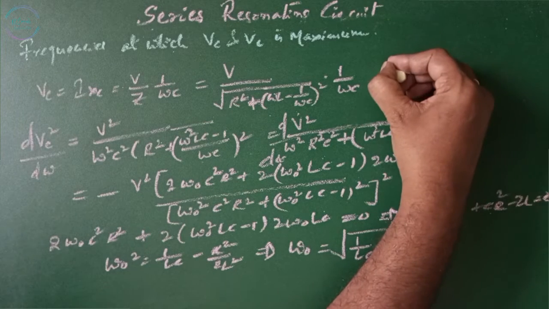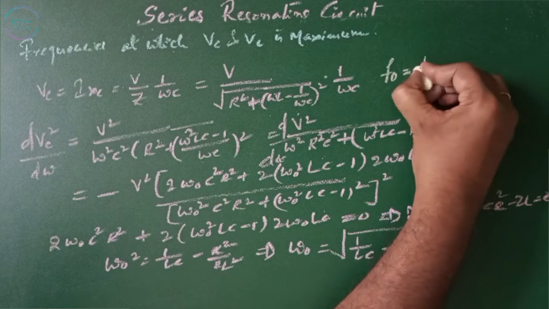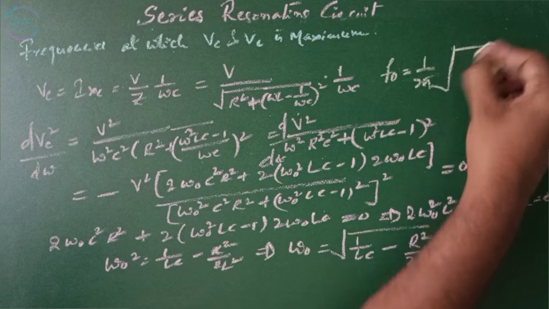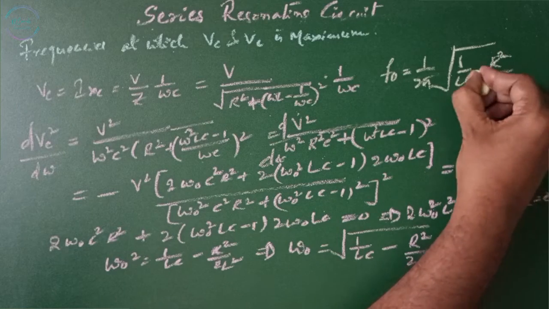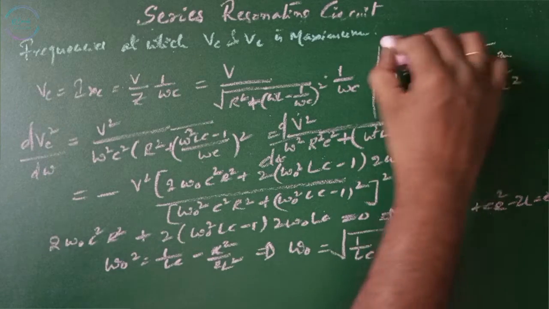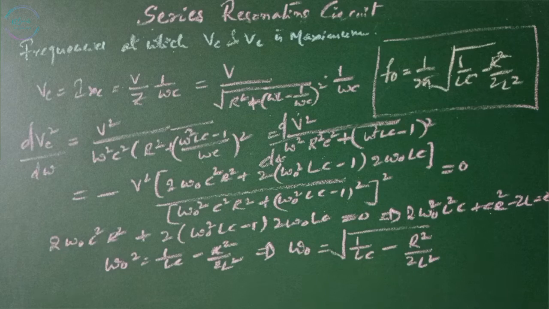Then the frequency f naught is given by 1 by 2 pi times the square root of 1 by LC minus R square by 2L square. This is the frequency at which the voltage across the capacitor is maximum.